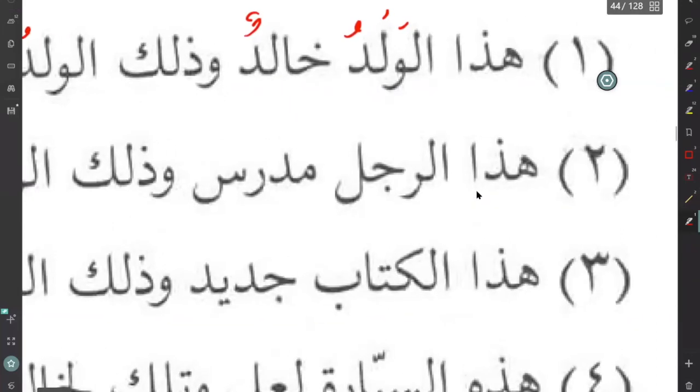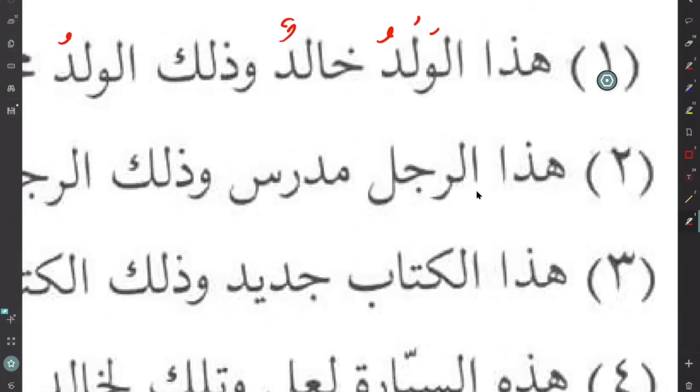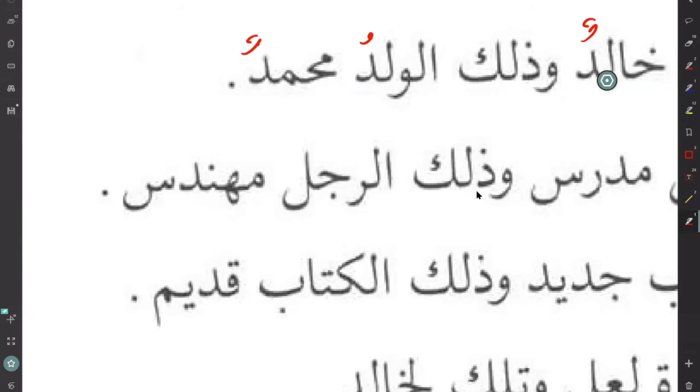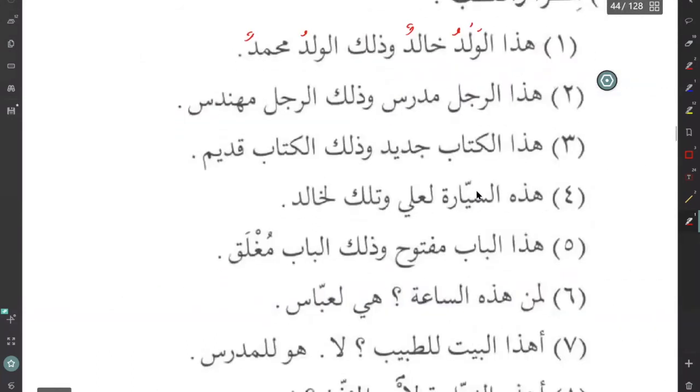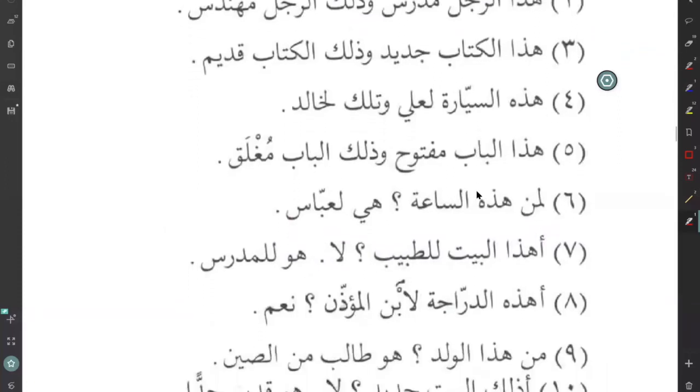Can you read without harakat? Okay, هذا الرجل مدرس وذلك الرجل مهندس. Right? Now, I don't see any new words here. This one might look weird, but can somebody read this one? It looks weird, but what's the word? What is it saying? You can get it from the context. هذه سيارة لعلي. Yes, exactly.